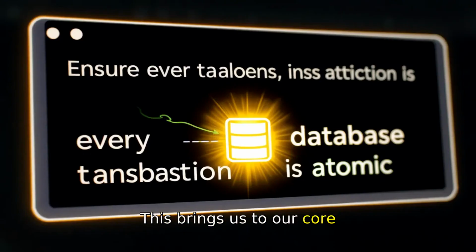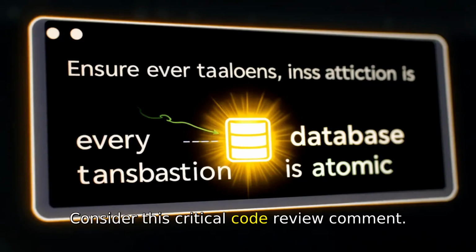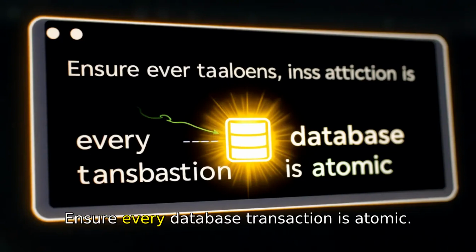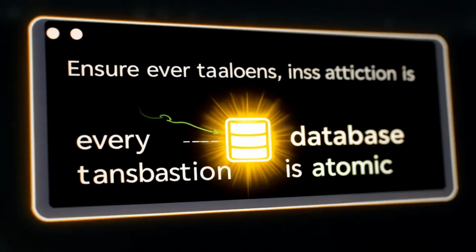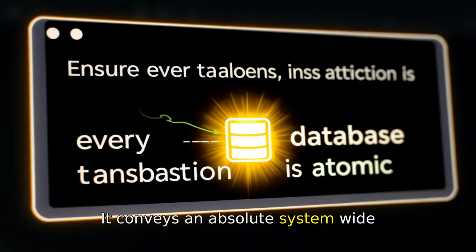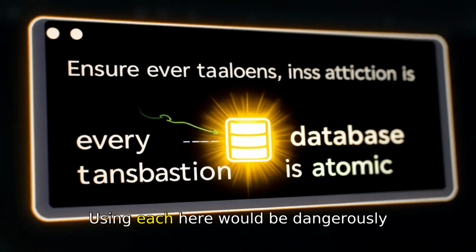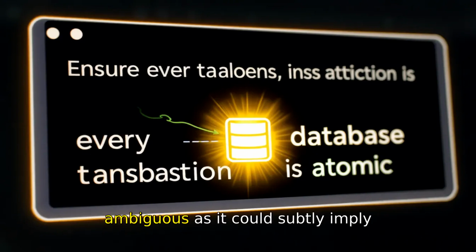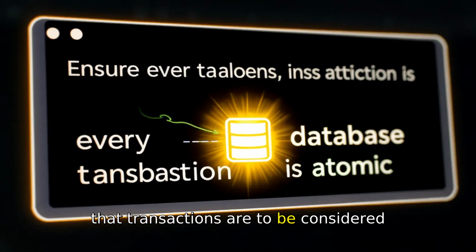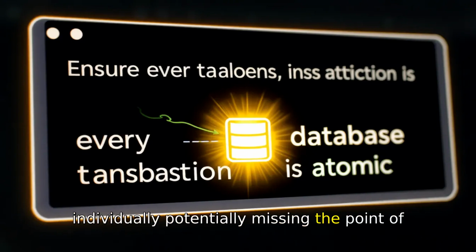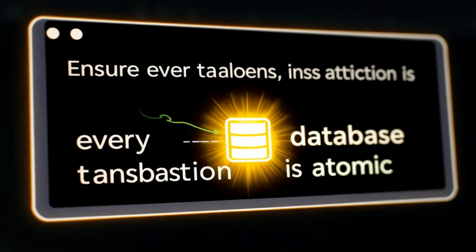This brings us to our core scenario, a case where every is the only correct choice. Consider this critical code review comment. Ensure every database transaction is atomic. In this context, using every is paramount. It conveys an absolute, system-wide mandate for data integrity. There can be no exceptions. The property of atomicity must apply universally to all transactions to prevent corruption. Using each here would be dangerously ambiguous, as it could subtly imply that transactions are to be considered individually, potentially missing the point of total, systemic consistency.